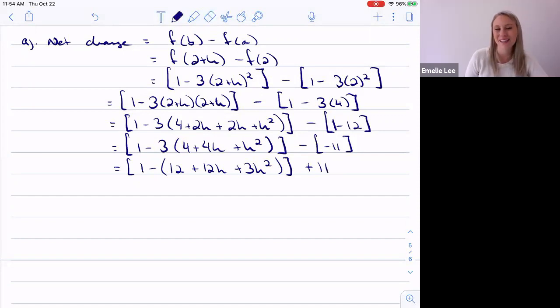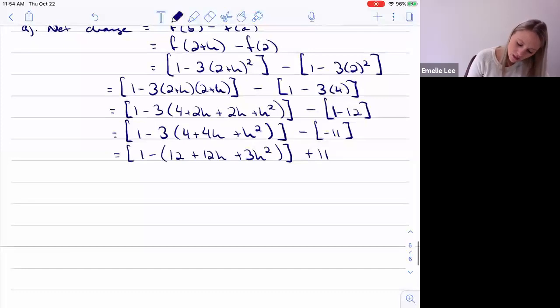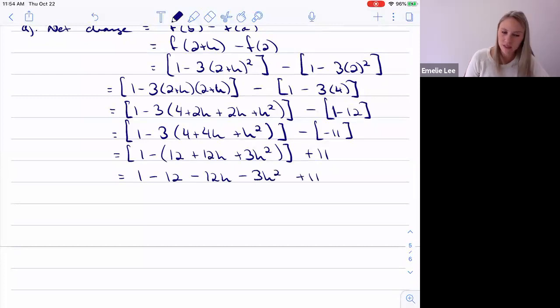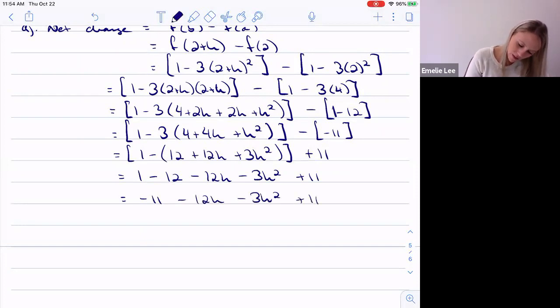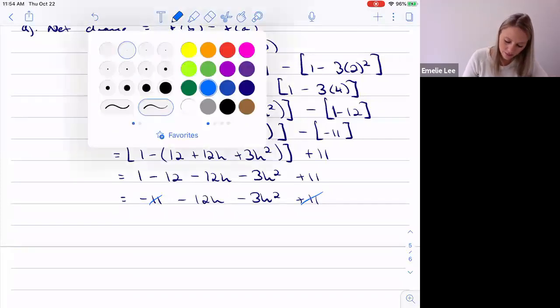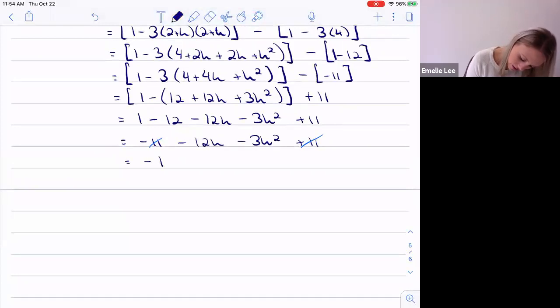So minus negative 11 is plus 11. Okay, now I'm ready to bring this negative in. So 1 minus 12 minus 12h minus 3h squared plus 11, right? I've got 1 minus 12, that's negative 11, and then minus 12h minus 3h squared plus 11. Well, of course, these are going to cancel, negative 11 plus 11. So all I'm left with here is negative 12h minus 3h squared.